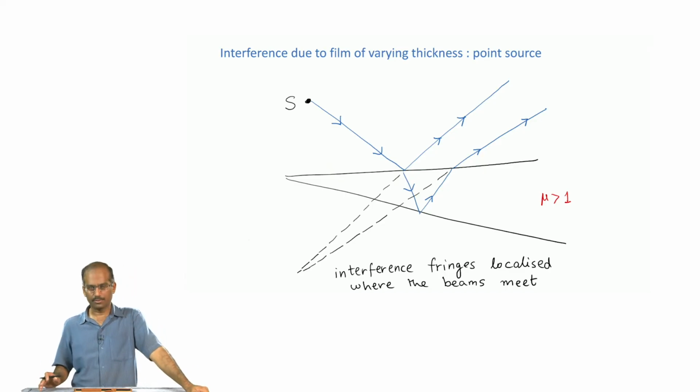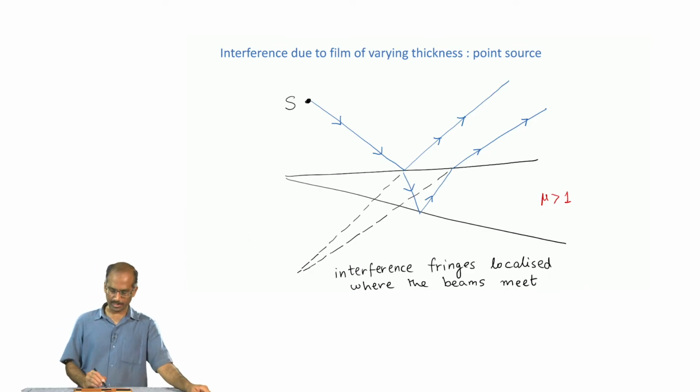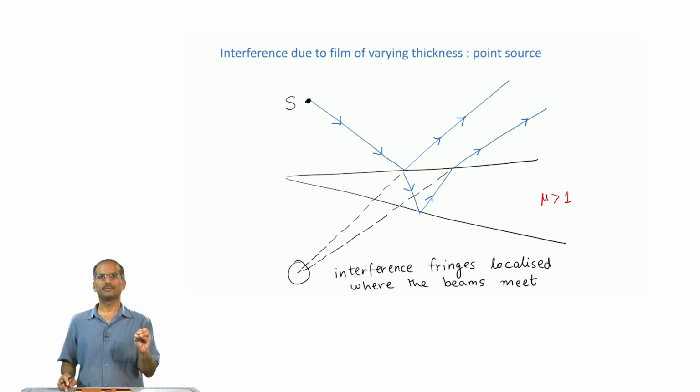In this case you can go through the calculation, but you will see that interference fringes are localized near the region where the beams meet. So these are the two beams. If you produce them backwards, it would appear as though they are coming from here. So, that is where your interference fringes are sort of localized. Here it is virtual in this case, but if you had taken the wedge to be a mirror image of what I have here, with the wedge shape being on the other side, it will actually be at a real point.